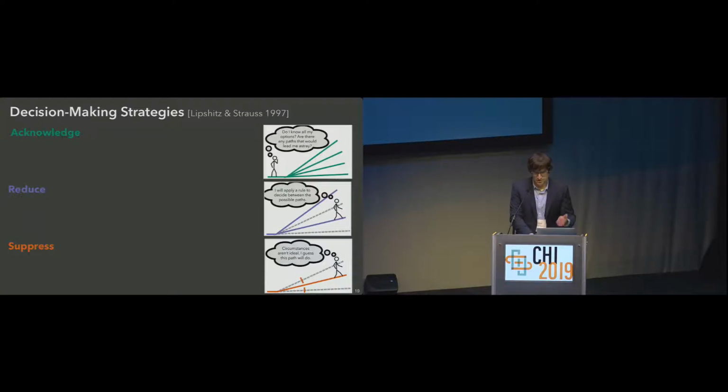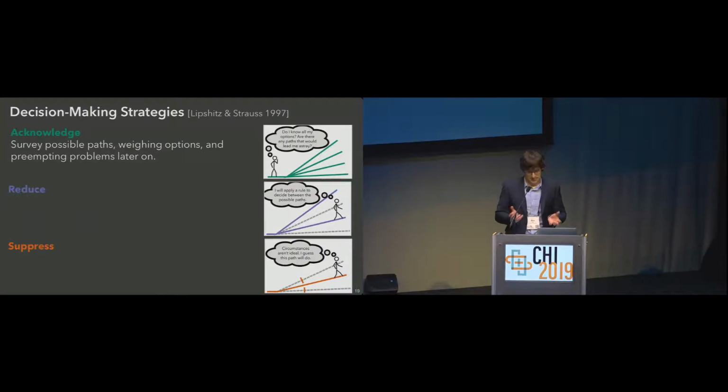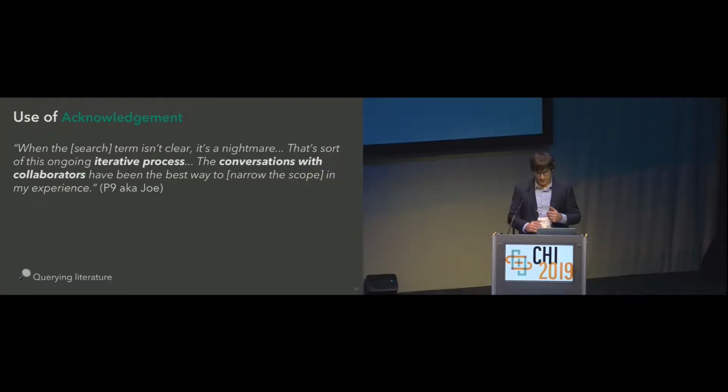The first strategy researchers could use is to acknowledge uncertainty. And they might do this by exploring alternative analyses and thinking about how to preempt problems that they might encounter later on. For example, consider this quote from a researcher. We'll call him Joe. "When the search term for a database query in a literature review isn't clear, it's a nightmare. It's this sort of ongoing iterative process of trying out different terms.